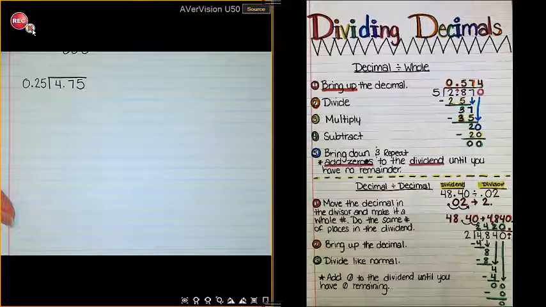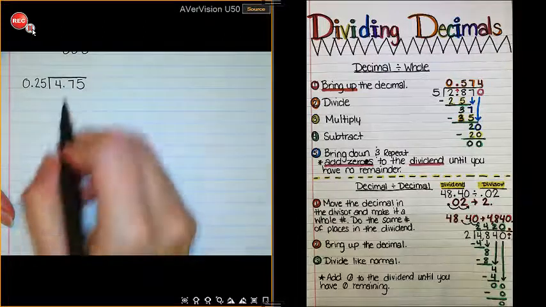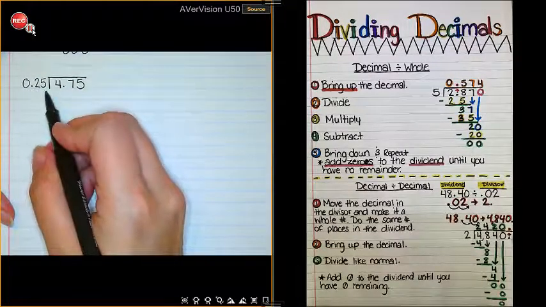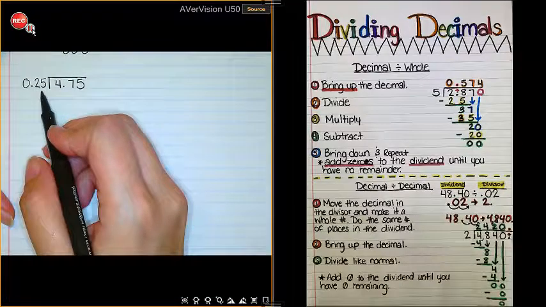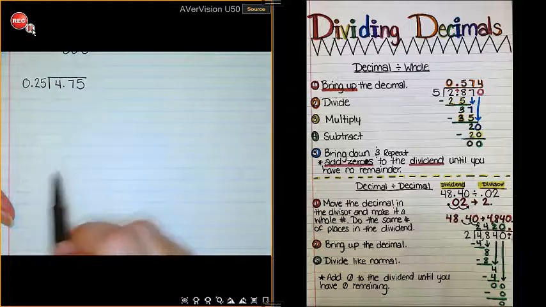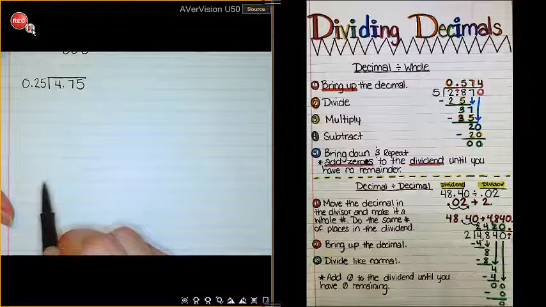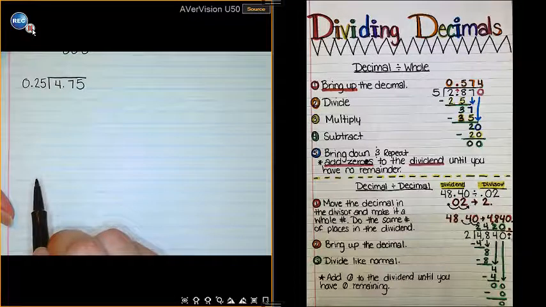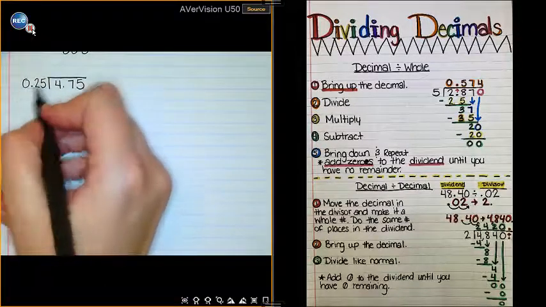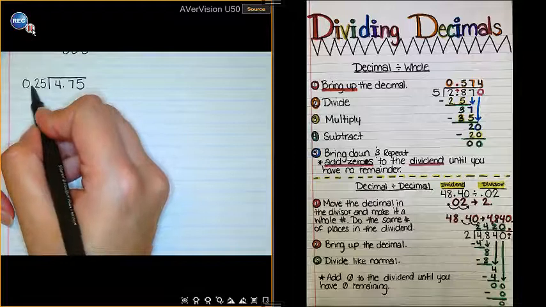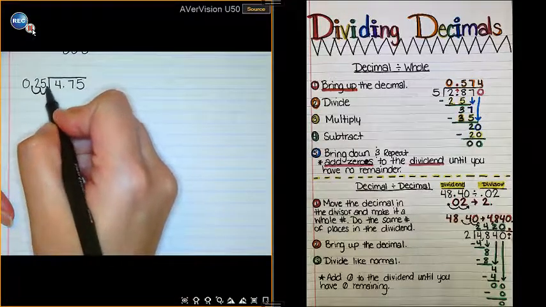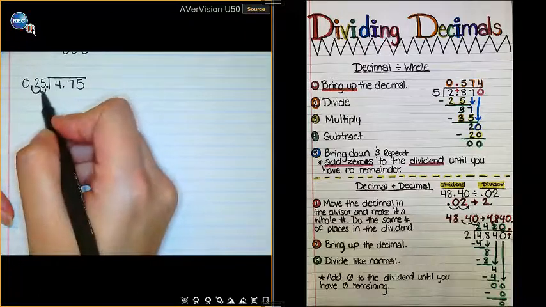All right, here's our next problem. We have 4.75 divided by 0.25. So in this equation, we're going to go ahead and use the method of dividing a decimal by a decimal. So the first step says that we need to move the decimal in the divisor and make it a whole number. So in order for us to do that, we need to move this decimal 2 places. 1, 2. So our number is now 25.